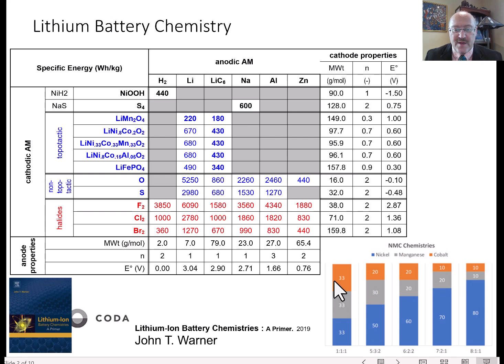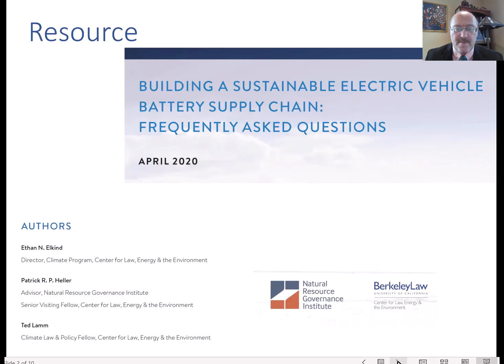And so here we can see that we have chemistries of nickel, manganese, and cobalt. For example, it could be equally divided, or it could have a little bit more cobalt, a little bit less. And that's the point of our discussion today. We're going to talk about the very important role of cobalt and resources, and also the important role of lithium. So those are the examples we are going to be using today.